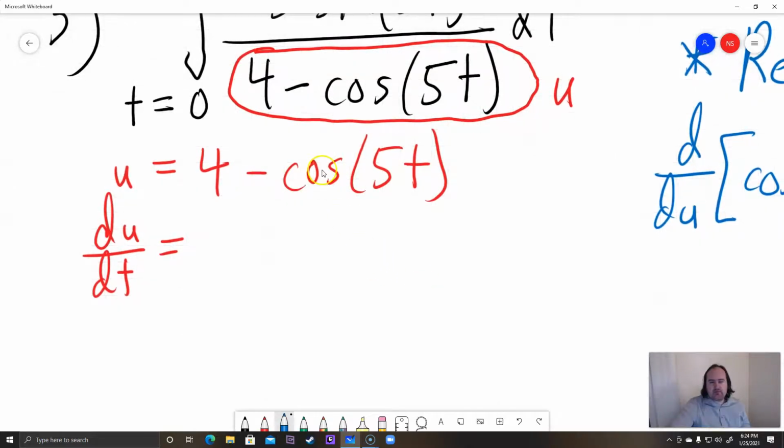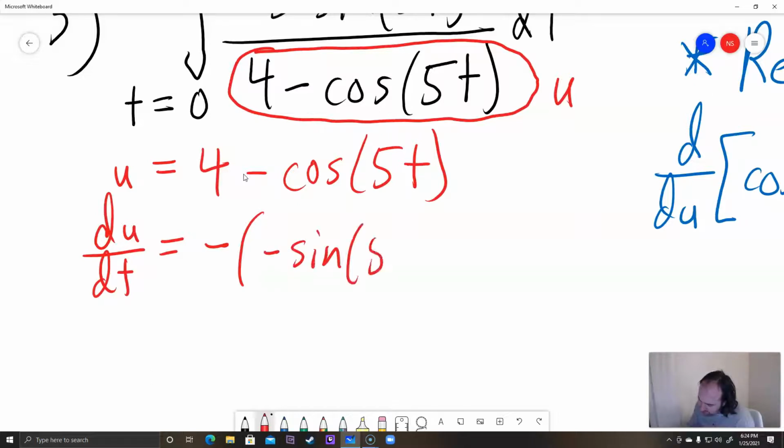So the derivative of cosine of 5t is going to be negative sine of 5t times 5. But there's a minus in front. So we're actually going to have negative of, well, the derivative of cosine is negative sine of 5t.